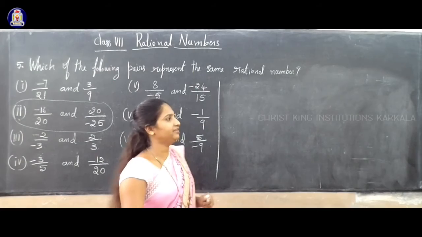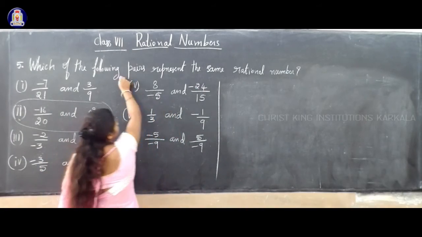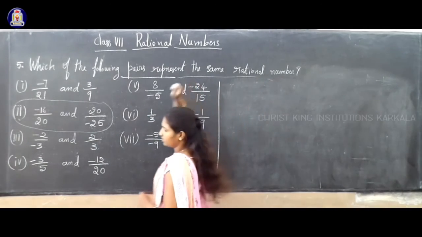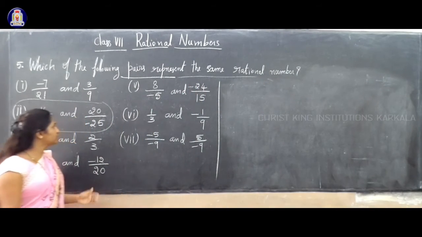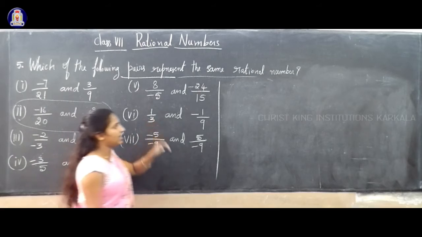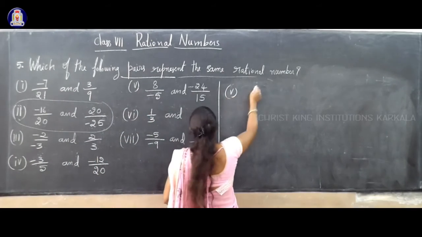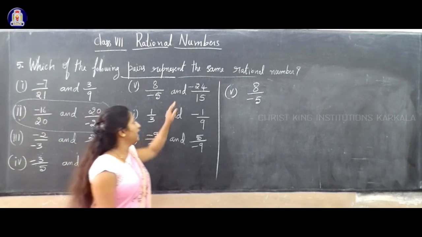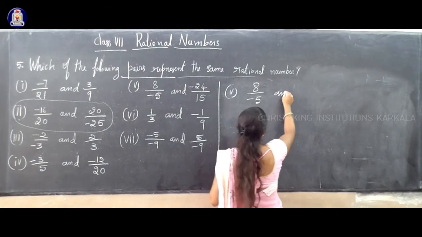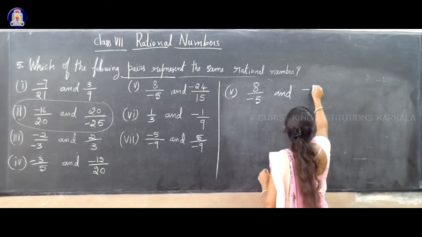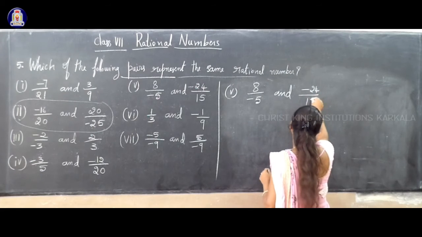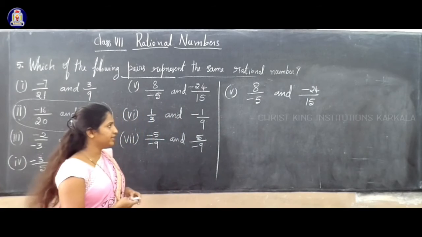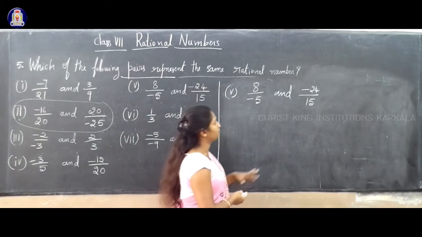You just have to check whether the given pair of numbers represents the same rational number or not. Okay, fifth question, the rational numbers are 8 by minus 5 and minus 24 by 15. See, 8 by minus 5 and minus 24 by 15.